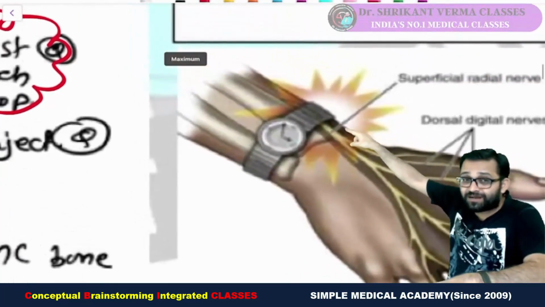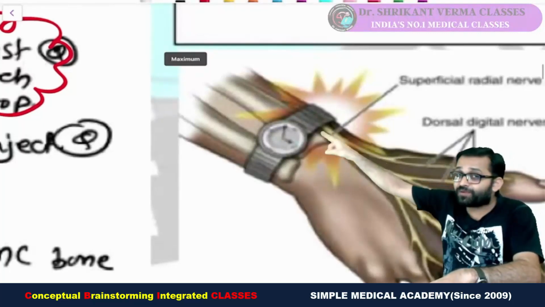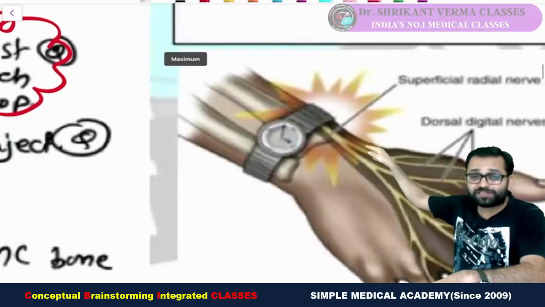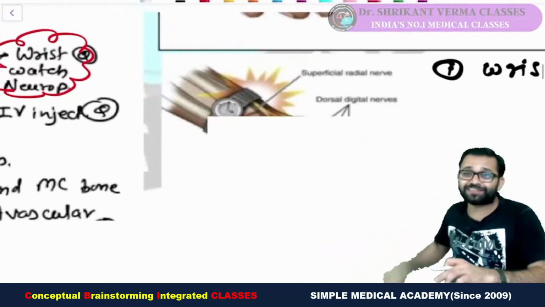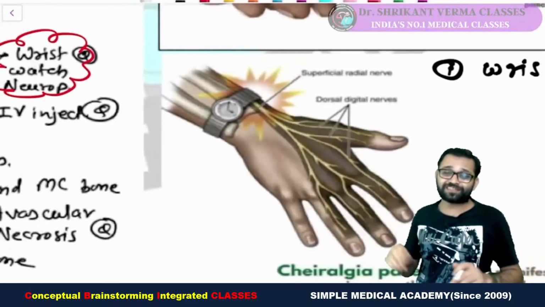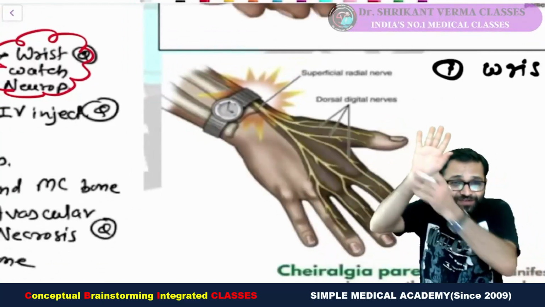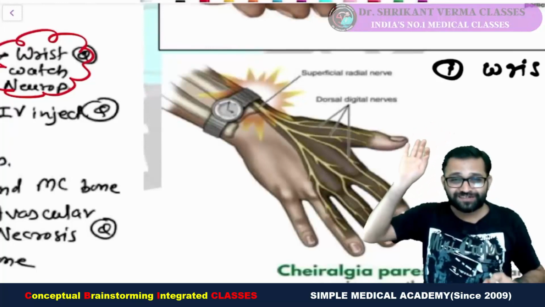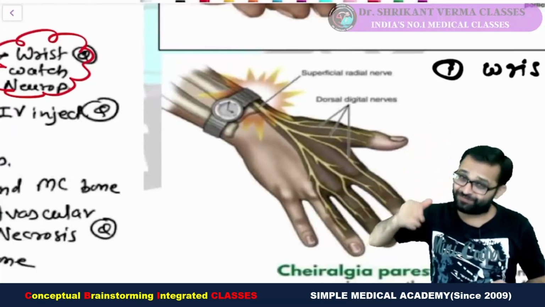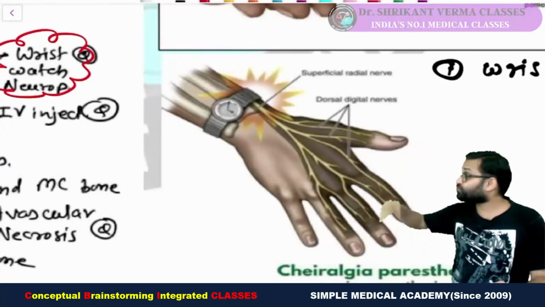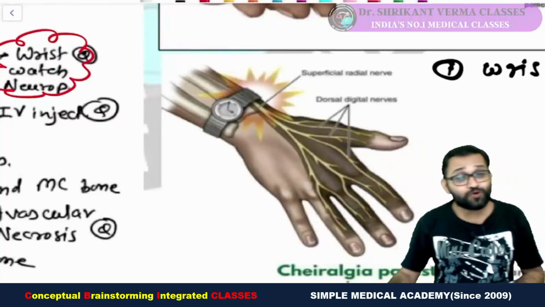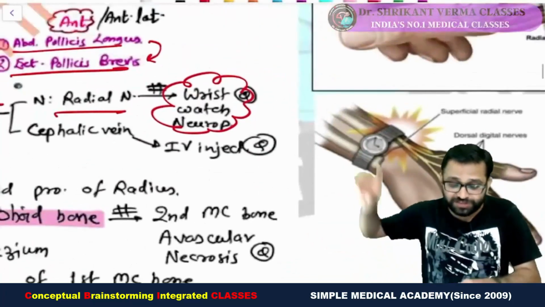The radial nerve is compressed due to our tight wristwatch at the anatomical snuff box. This is known as cheiralgia paresthesia. Okay, Salman Khan is wearing a very loose wristband. Why? Because he is aware that if he wears a tight wristwatch, he will get cheiralgia paresthesia. So this is the clinical point.